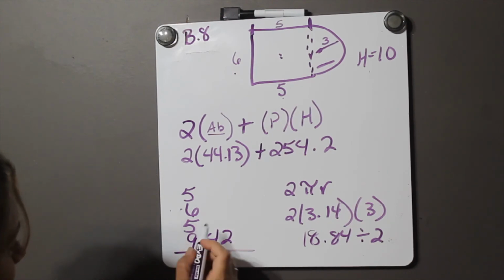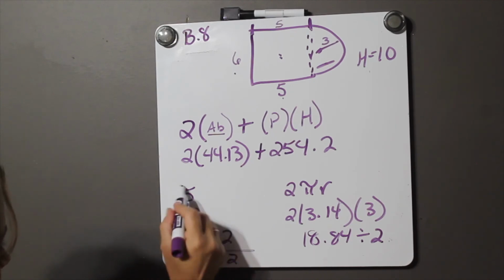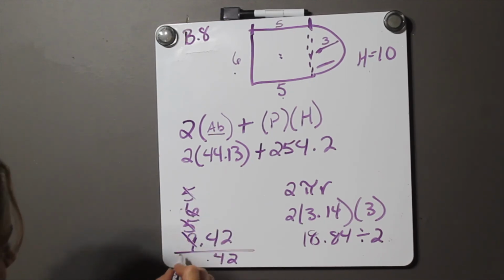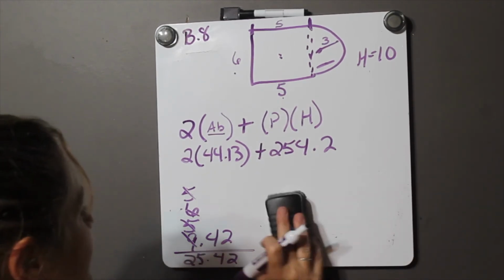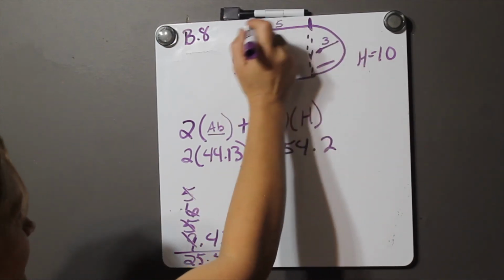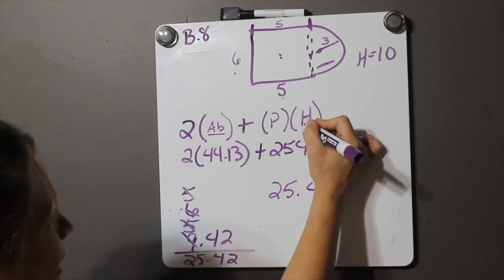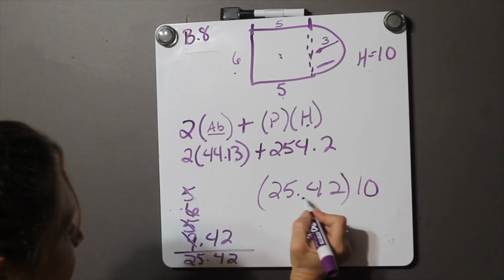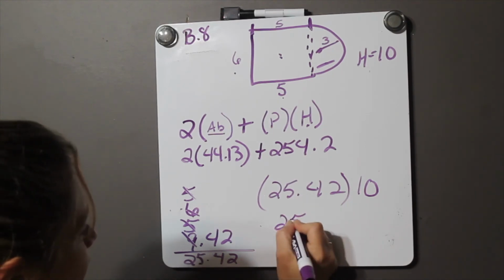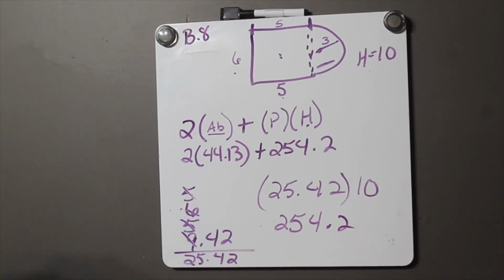And then we would add these together. 10, 19, 25. 25.42. So that will be the perimeter all the way around this figure. Perimeter right there will be 25.42. And then we have to multiply that times the height, which is 10. And that gets us the exact same answer as there. 254.2. Alright.